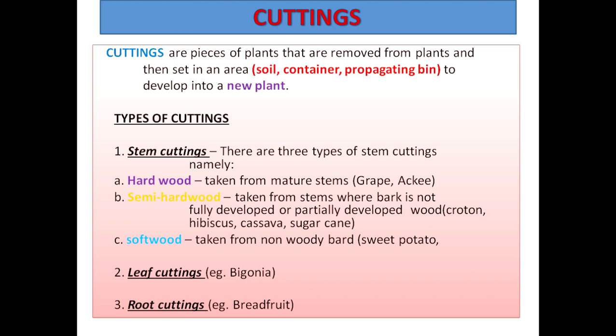So you have 3 types of cuttings overall. You have the stem cutting, leaf cutting, and root cutting. And of course, you have 3 types of stem cuttings: your hardwood, your semi-hardwood, and your softwood.